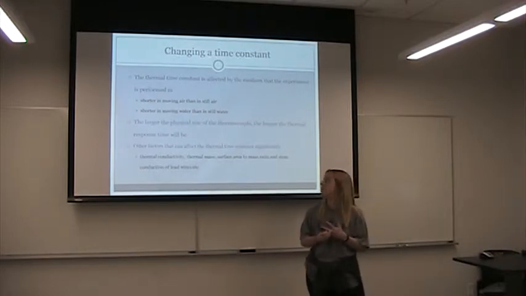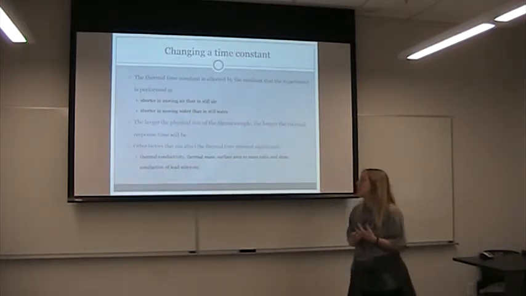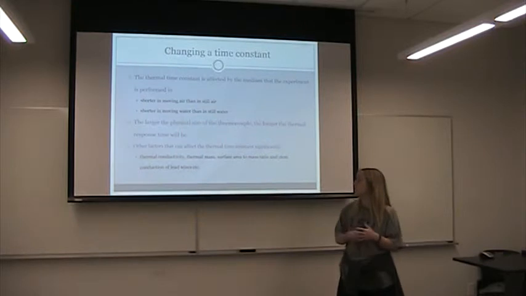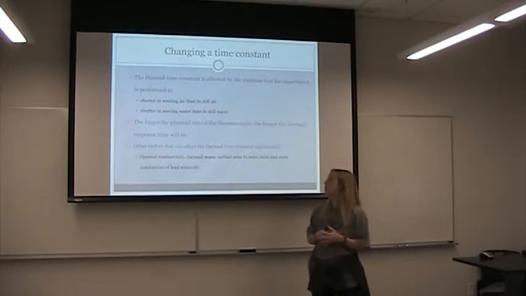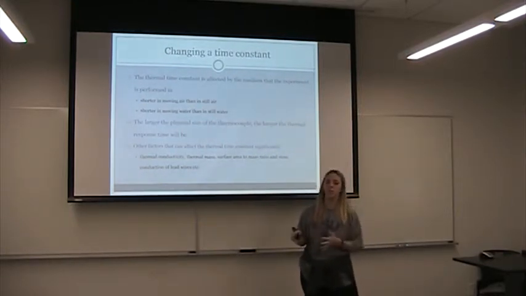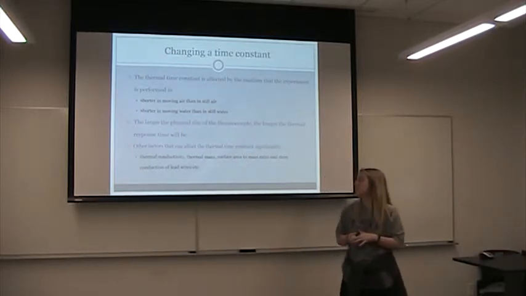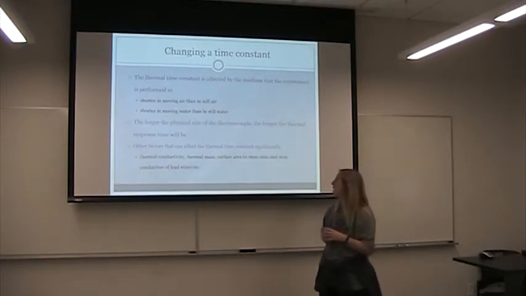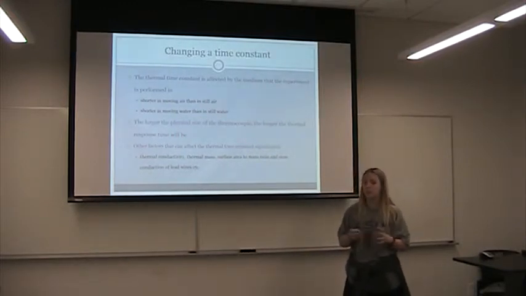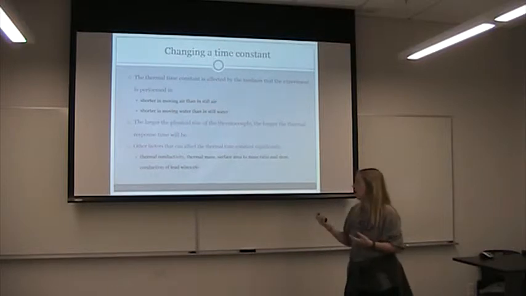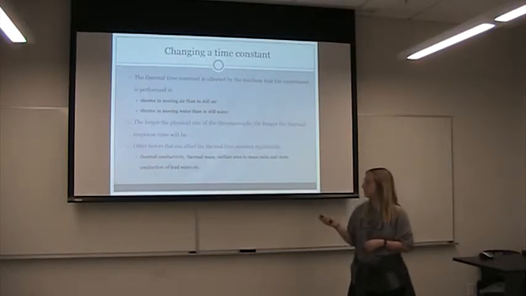Ways that the thermocouple can change. The thermal time constant is affected by the medium that it's performed in for the experiment. So it's going to be shorter in moving air than in still air, and also shorter in moving water than in still water, for example. Also, the larger the physical size of the thermocouple is, the longer the response will be. And there's also many other factors that you can take into account, like thermal conductivity, thermal mass, the surface area to mass ratio, and also the stem conduction of lead wires.